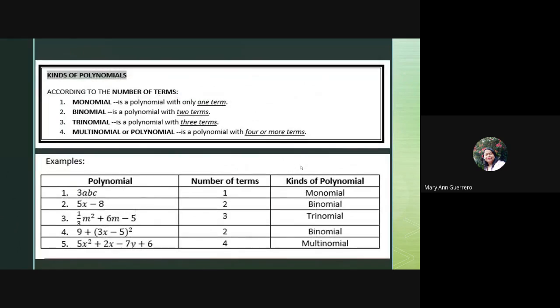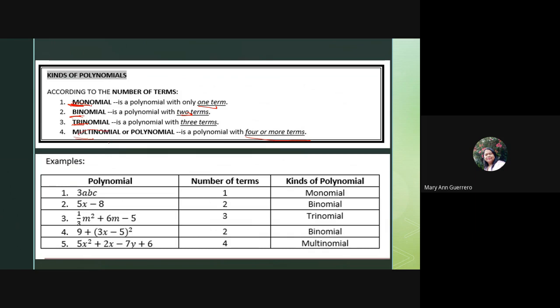Yeah, so we have here the kinds of polynomials. So we have kinds of polynomials according to the number of terms. We have monomial, binomial, trinomial, polynomial. From the word mono, bi, tri, multi. So may hint na tayo kung ilan yung terms natin. So a polynomial with only one term is called monomial. 2 terms, binomial. 3 terms, trinomial. 4 or more terms, multinomial.